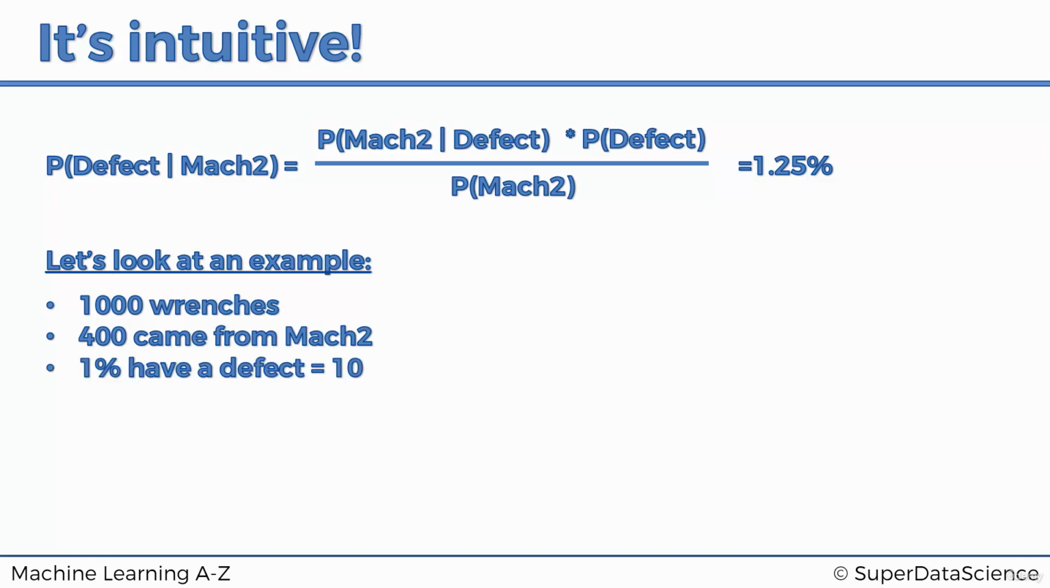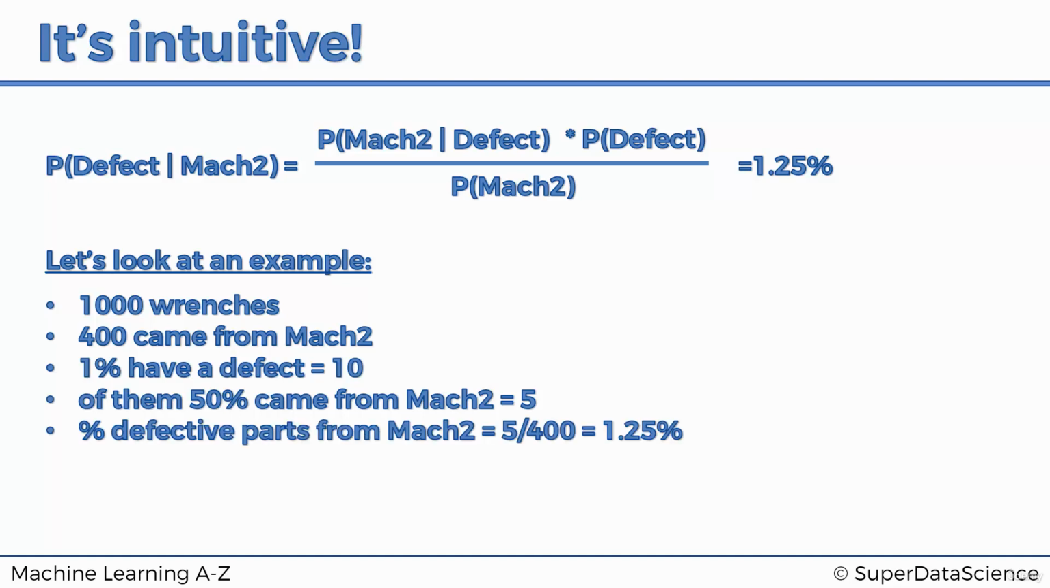Then we also know that 1% have a defect. The workers who look at the wrenches at the end of the day see that 1% have a defect, and that means out of 1,000, 1% is 10. So 10 wrenches have a defect. The next step is that we know that 50% of those 10 came from machine 2, so exactly 5 of those defective wrenches came from machine 2. Those defective wrenches have labels on them, and we can tell by the labels that 5 of them came from machine 2.